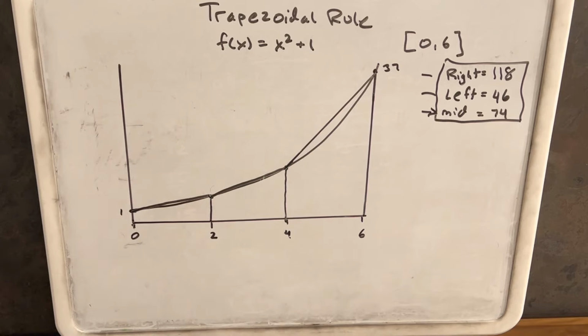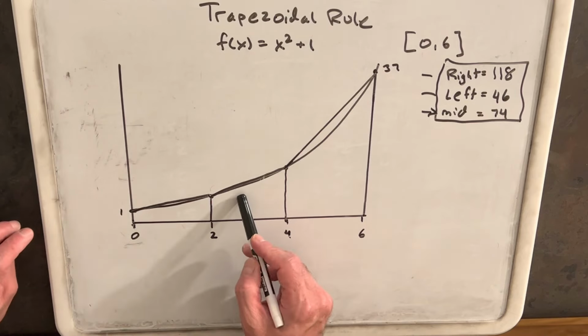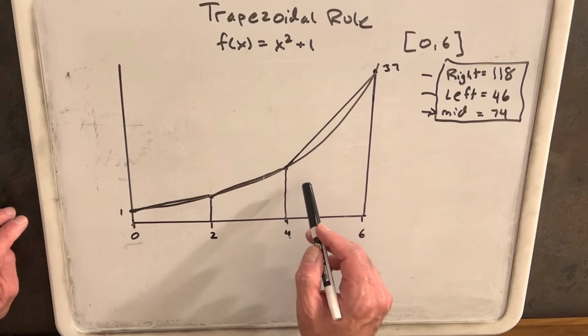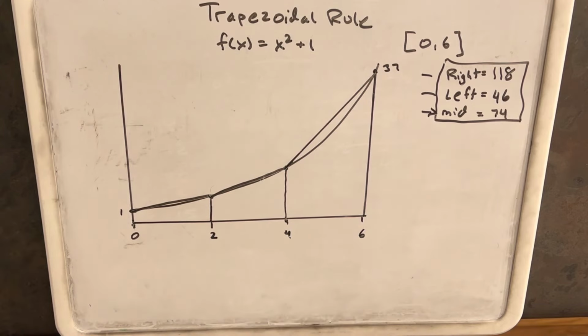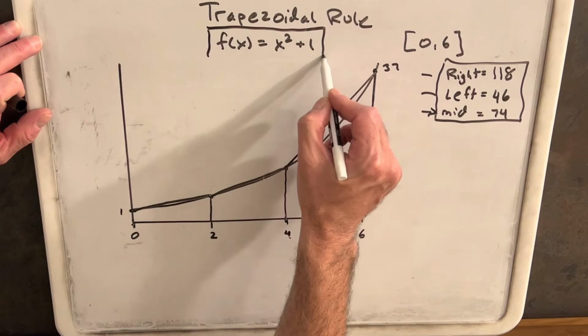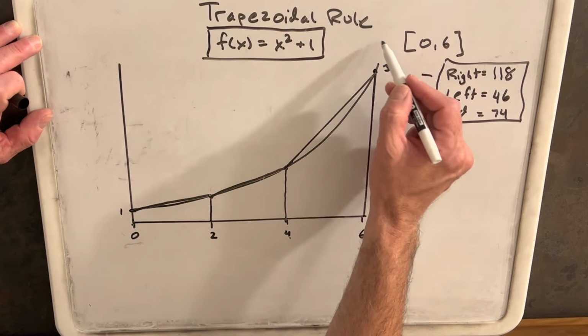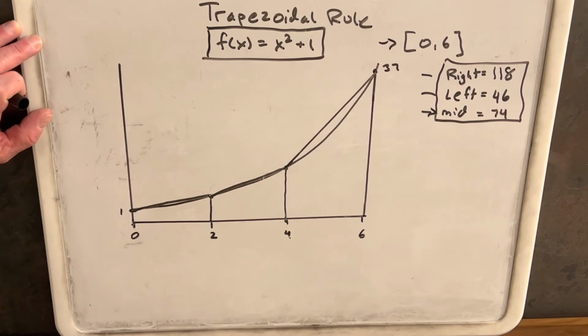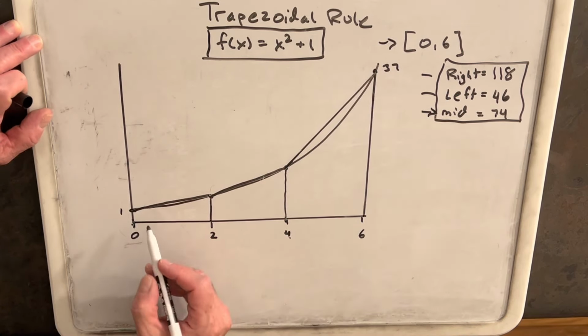The Riemann sum is when you estimate the area under a curve with rectangles, and here we're estimating the area under this curve with trapezoids. So again, the same as in the other videos, we're using our function f of x equals x squared plus 1 on the interval 0 to 6.